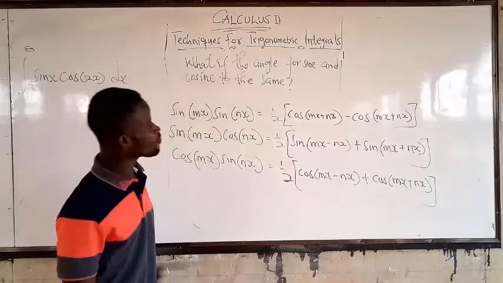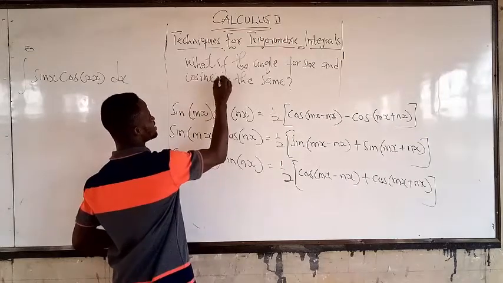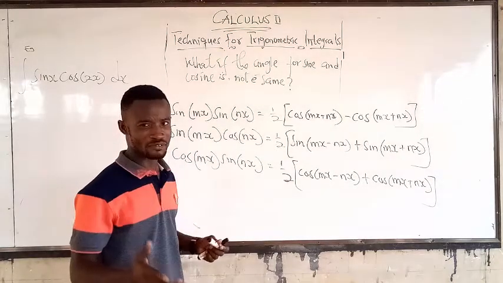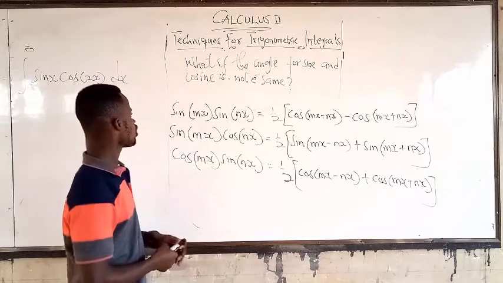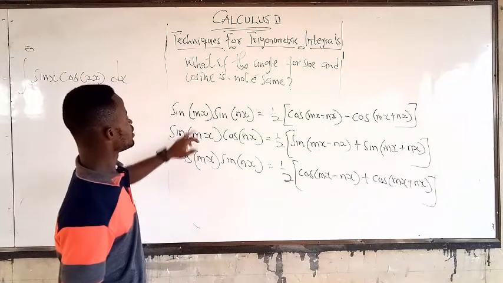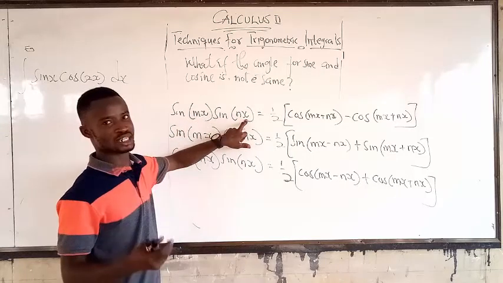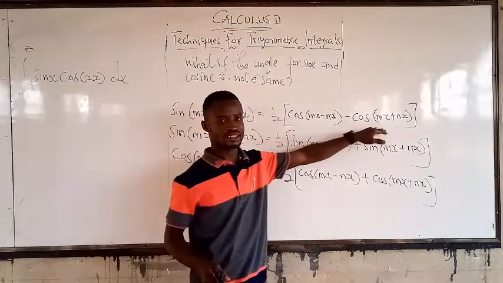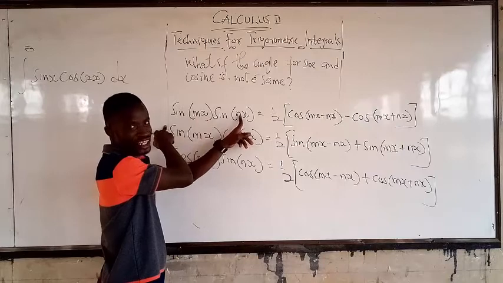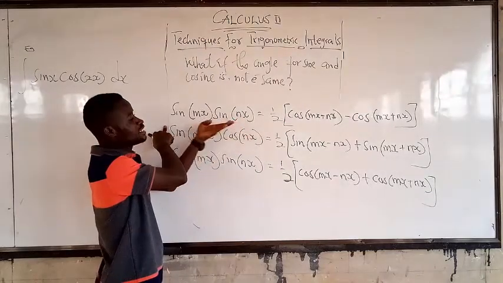Alright, so what if the angle for sine and cosine is not the same? That's what we're going to look at here. So if you remember from your trigonometric identities, we have the case where the angle here and the angle here are not the same. If these two meet, then it's the same as this. So if you are to integrate this, you see the m is not the same as the n. So here can be x, here can be 2x.